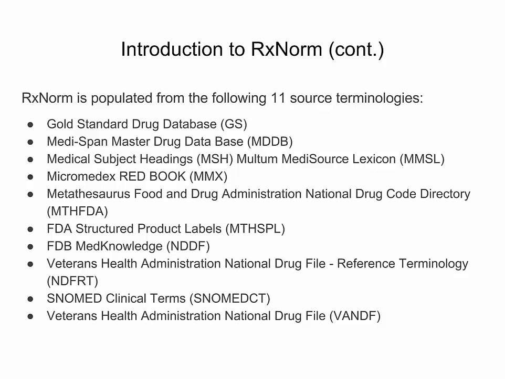RxNorm is populated from the following 11 source terminologies: the Gold Standard Drug Database, Metaspan Master Drug Database, Medical Subject Headings, Multum MediSource Lexicon, Micromedex Red Book, the Metathesaurus FDA National Drug Code Directory, FDA Structured Product Labels, FDB MedKnowledge, Veterans Health Administration National Drug File Reference Terminology, SNOMED CT, and the Veterans Health Administration National Drug File.